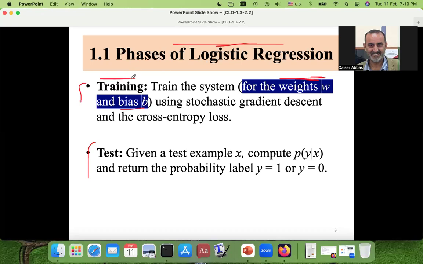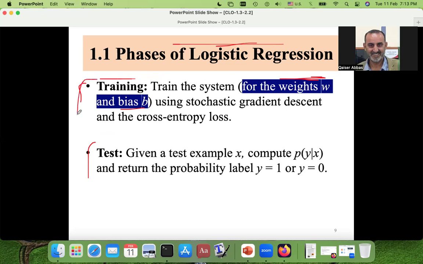So in the training, we will train the system. But in this training phase, what will happen? Our weights will have the optimized values. Normally in probabilistic models, initially we give some initial weights, and then with each iteration, these weights get updated again and again.